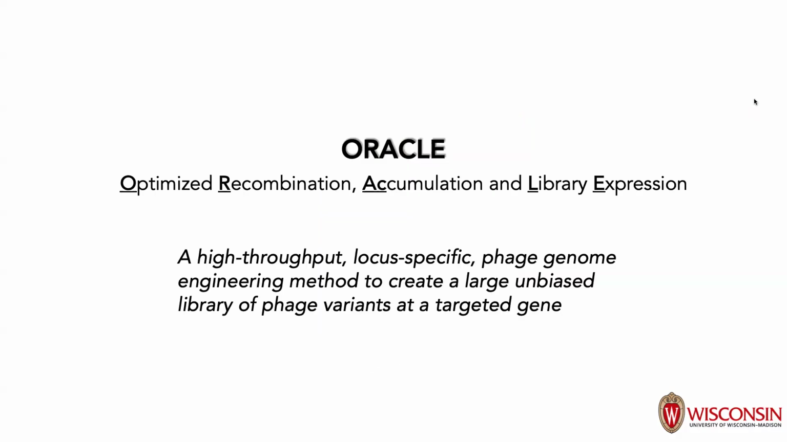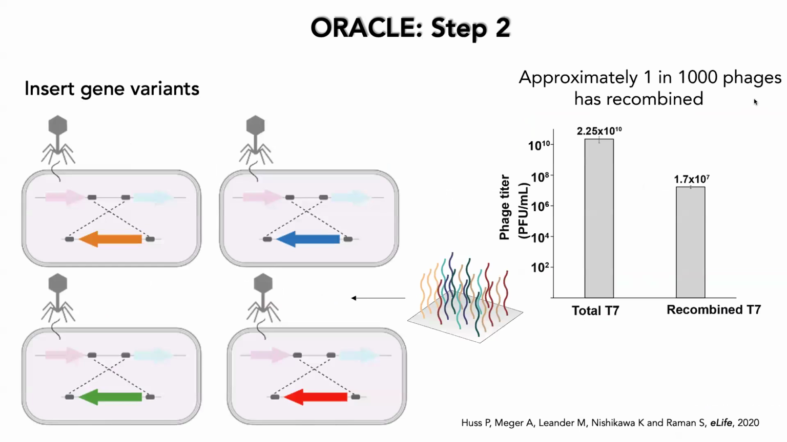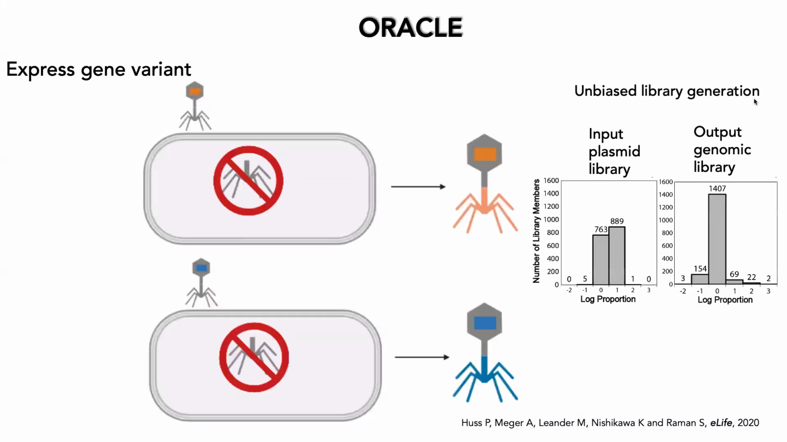It's called Oracle. I'm going to just skip through the details. Basically, it's a high-throughput locus-specific phage genome engineering method that helps us create large unbiased libraries of phage variants at any target. Let's just skip through all this. We essentially have an oligonucleotide pool where we introduce variants of a given gene. We can have companies that make this pool for you. And so this pool contains about 1,600 different variants, so sort of printed DNA. And you can introduce variants of interest. And these variants would then be substrates for a recombinase that would insert them at a given site. Right? And so now you have this population of variants. I'm going to skip through all the method.